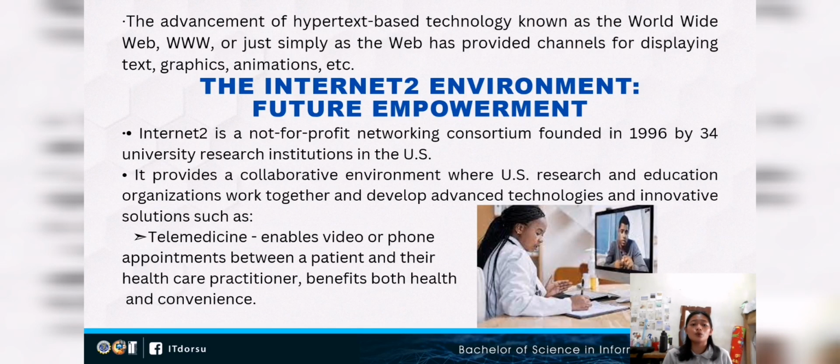So the Internet 2 is a not-for-profit networking consortium founded in 1996 by 34 university research institutions in the US. It also provides a collaborative environment where US research and education organizations work together and develop advanced technologies and innovative solutions such as telemedicine.